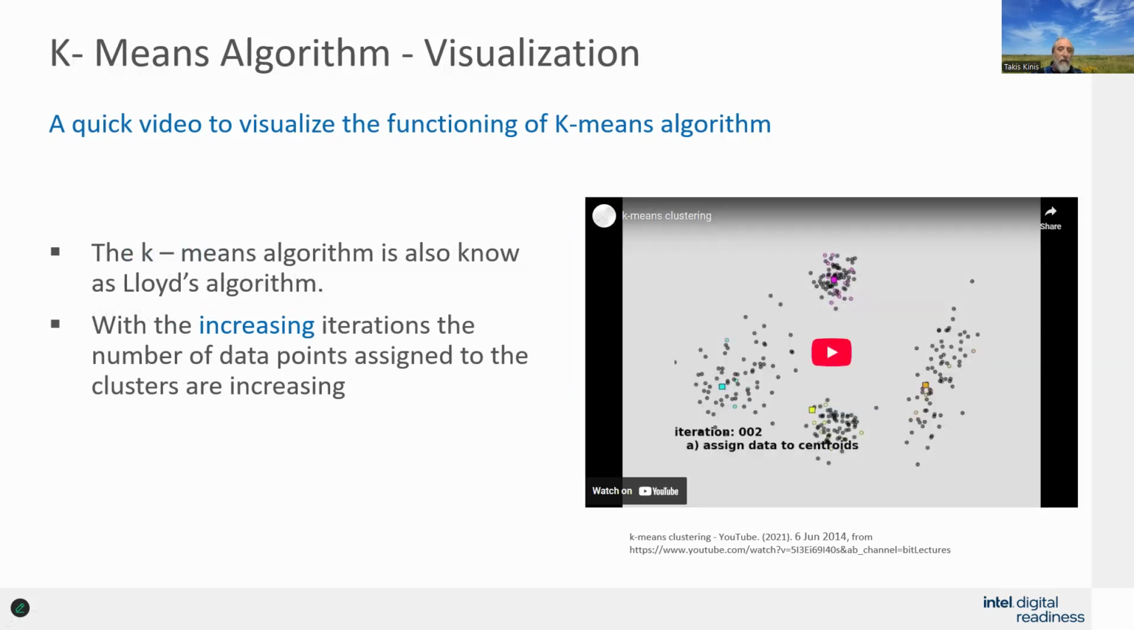All right. So we are going to watch this little video here. This does have an alternate name, by the way. They call this Lloyd's algorithm. And it says with the increasing iterations, the number of data points assigned to the clusters are increasing.